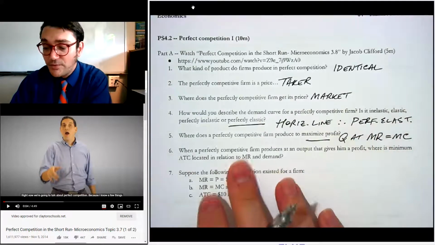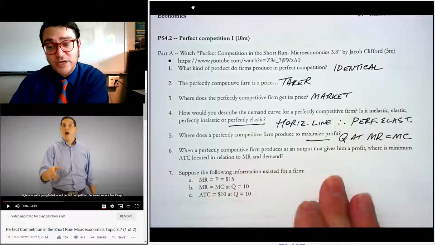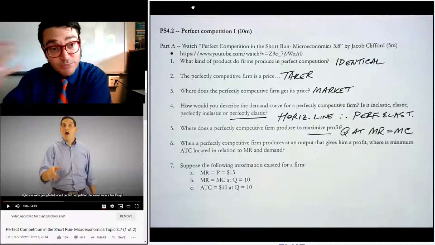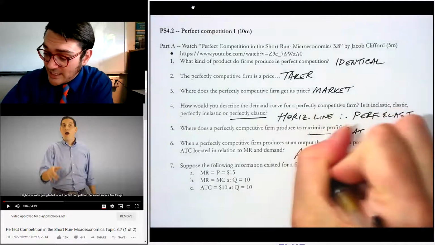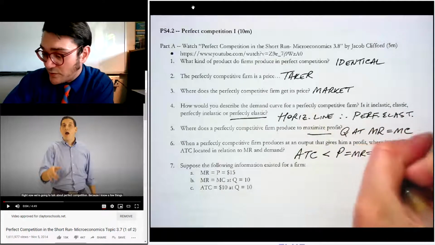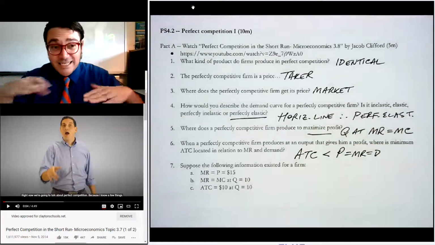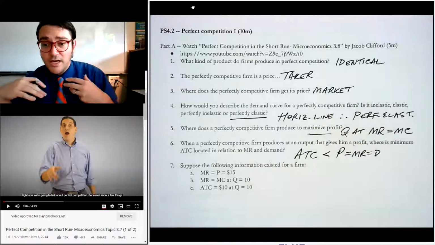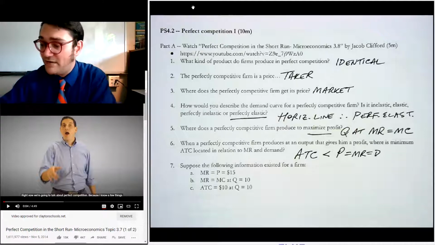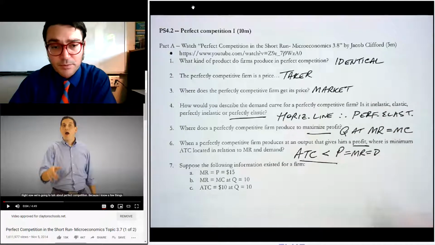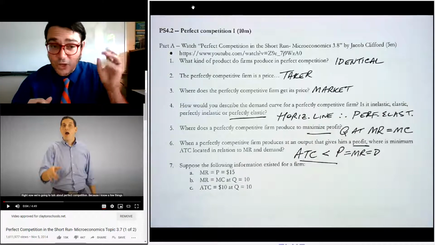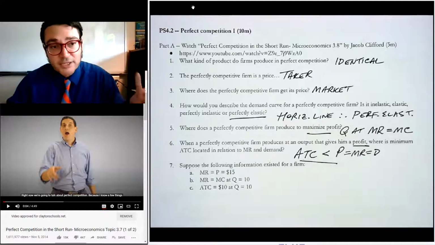Now, if we have a perfectly competitive firm that's producing an output that gives them a profit, where is the ATC located in relation to MR and demand, in relation to MR = D = AR = P? We would say that ATC is less than the price, which is equal to the marginal revenue and the demand curve. So ATC is below the marginal revenue, price and demand curve, because that's what tells us they're earning a profit. We have these profitability conditions, and all we're doing is comparing ATC to the price. If the cost is less than the price, then they're earning a profit.